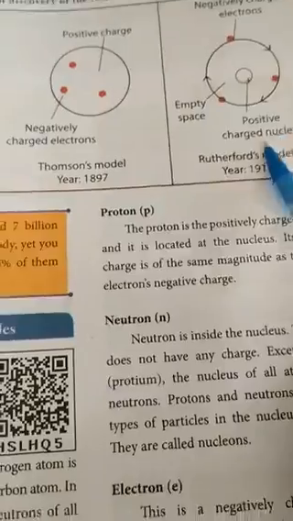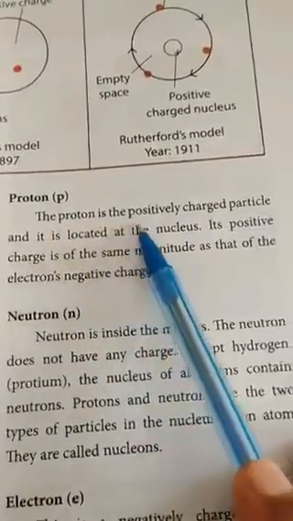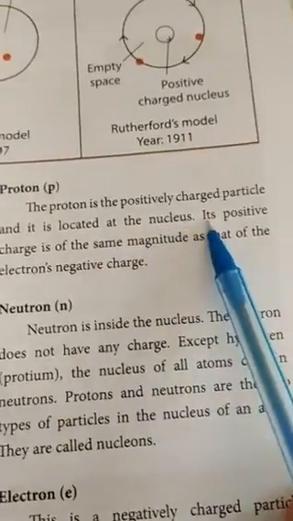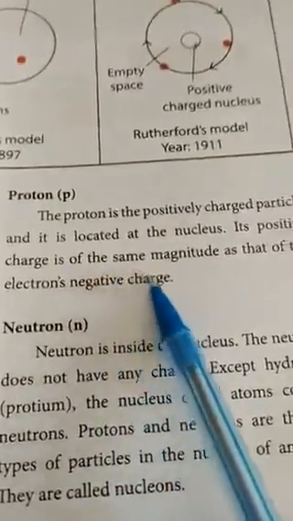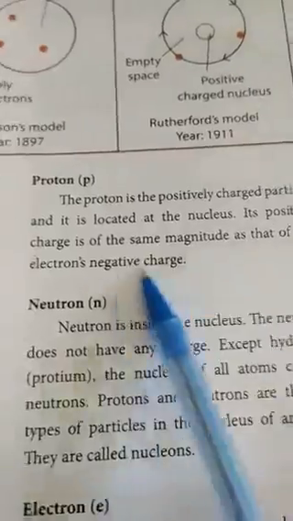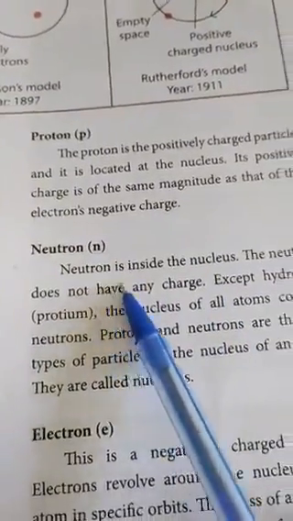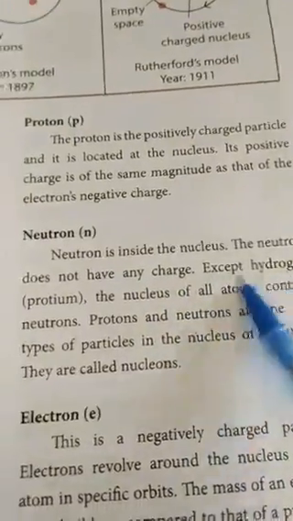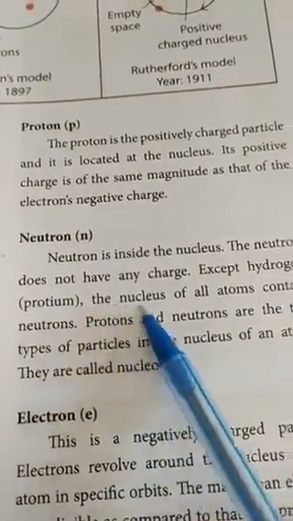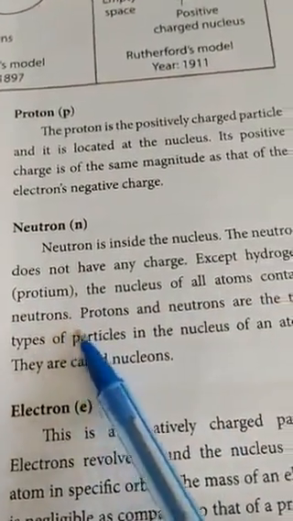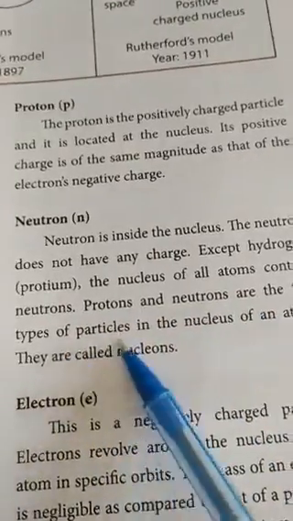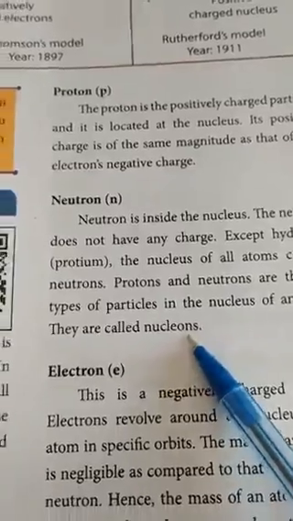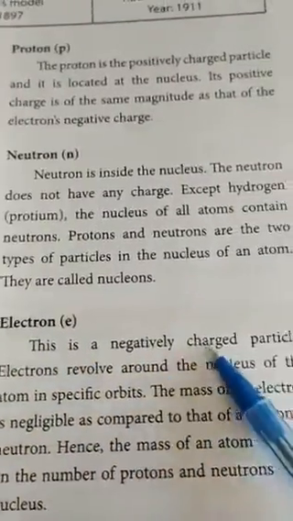Okay. Next, what is a proton? The proton is a positively charged particle. It is located in the nucleus. Its positive charge is of the same magnitude as that of the electron's negative charge. Neutron means inside the nucleus. The neutron does not have any charge. The nucleus of all atoms contains neutrons, except hydrogen, that means protium. Protons and neutrons are the two types of particles in the nucleus of an atom. They are called nucleons.